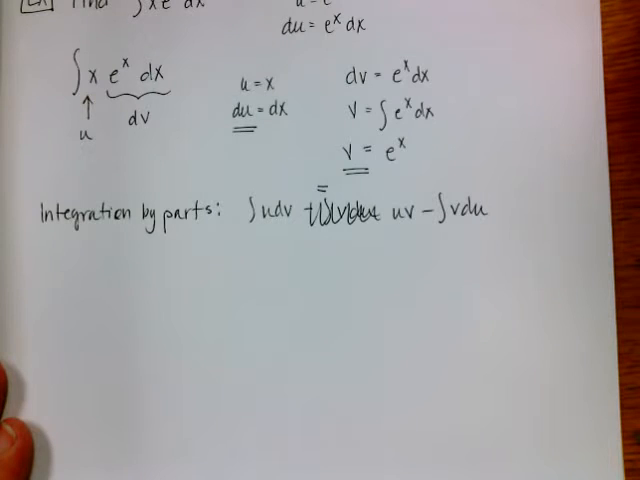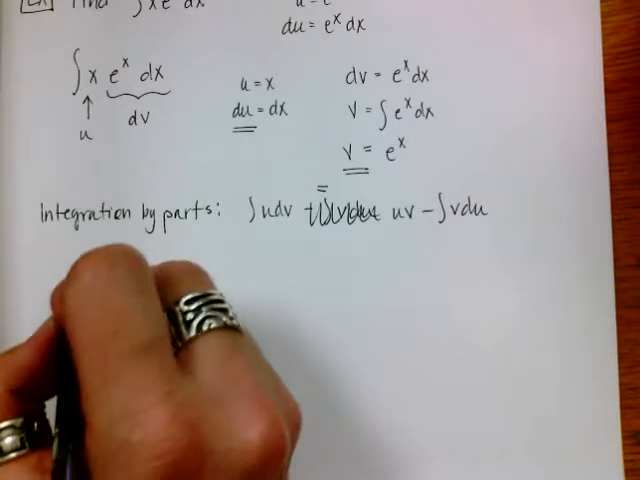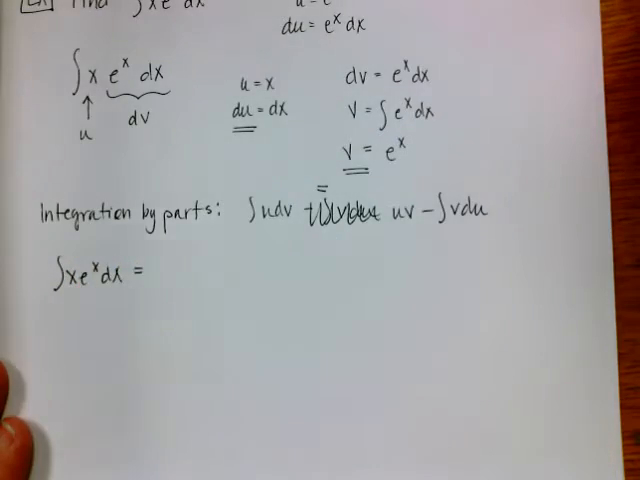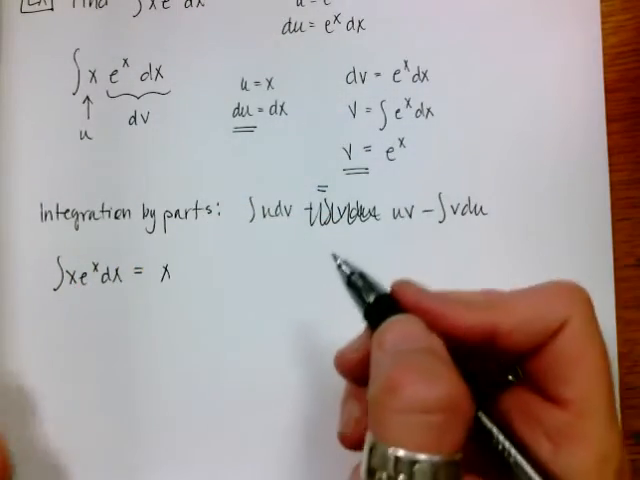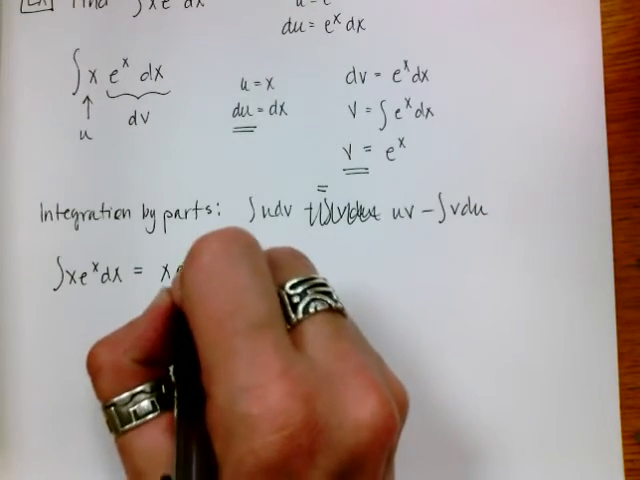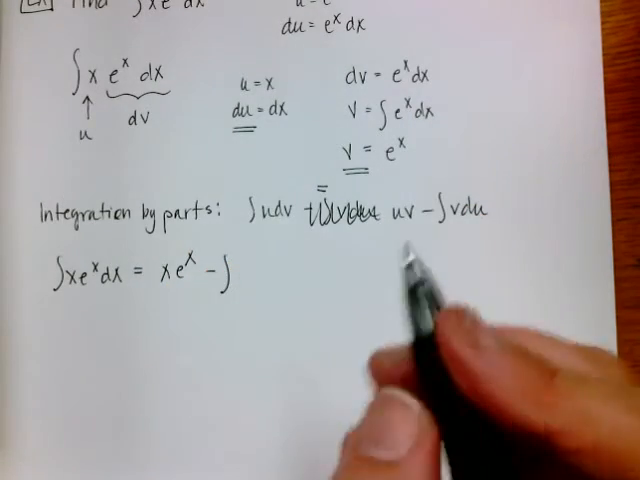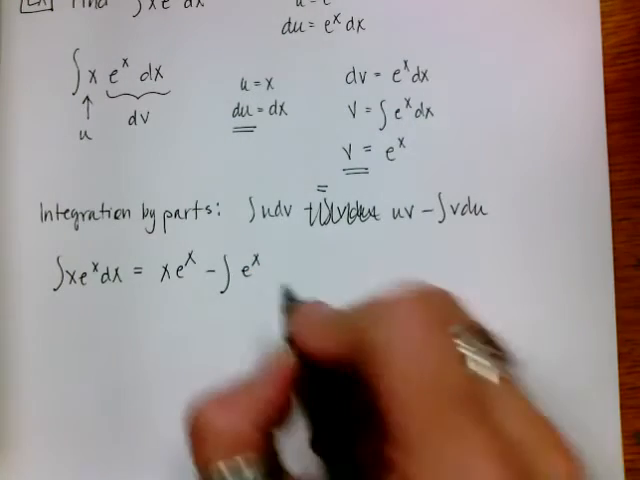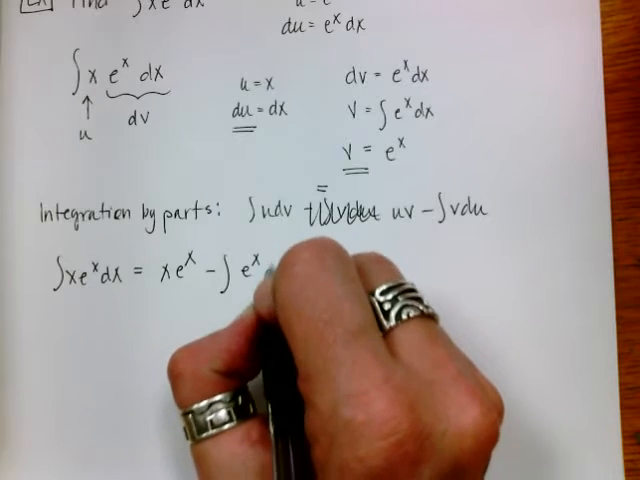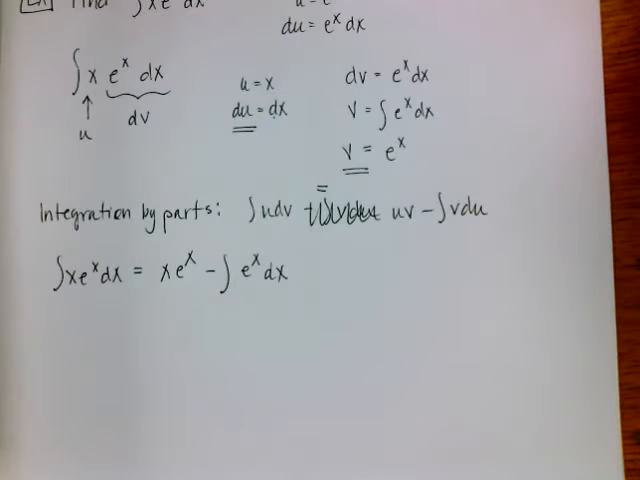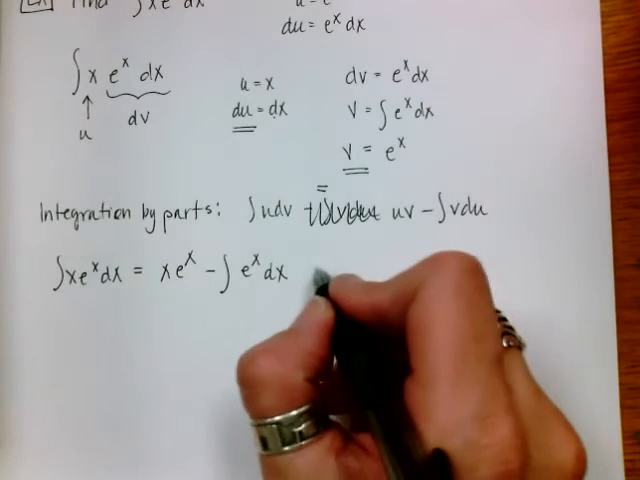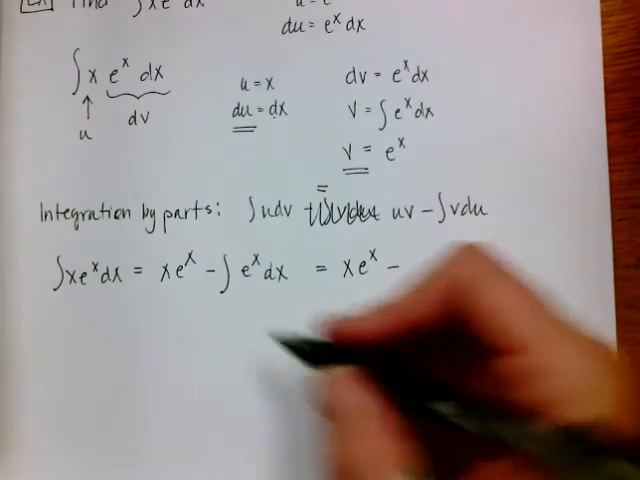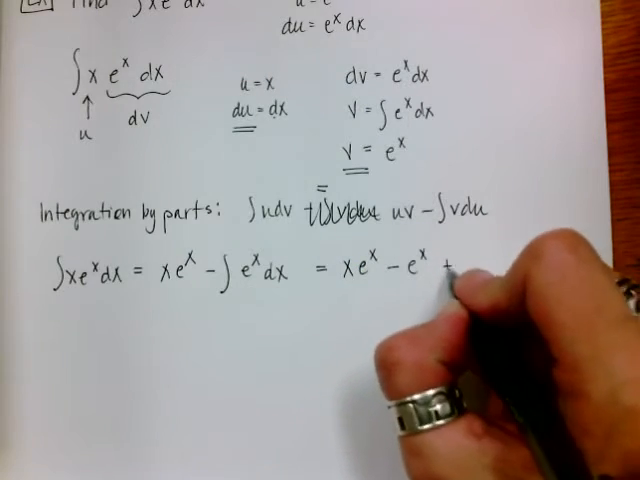And notice I have a product. So let's substitute everything in we know. I'm going to say my original integral is equal to u, which is x, times v, which is e to the x, minus the integral of v, which is e to the x du. And my du is my dx. And again, I'm just substituting in everything that I have. Now I need to simplify, so I'm going to have x e to the x. The integral of this is e to the x plus c.